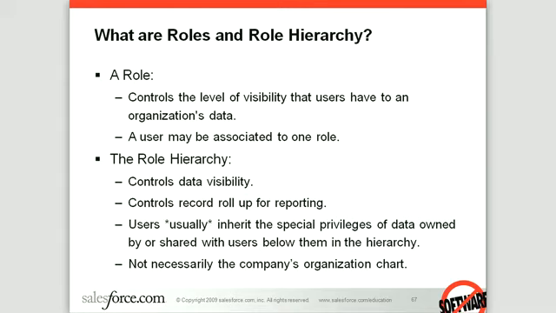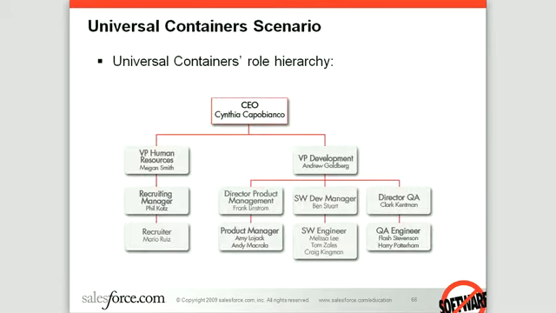It always rolls up. It does not roll sideways. So what this does not do is it does not mean, taking a look at Flash Stevenson and Harry Potterham over in the lower right-hand corner, Flash does not see Harry's records, and Harry does not see Flash's records from a role hierarchy. Role hierarchy rolls up. It's not a peer level of access.